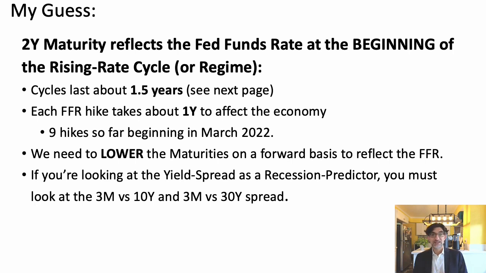The 2-year maturity of the Treasury note reflects the Fed funds rate at the beginning. I've capitalized it because I'm stressing beginning. At the beginning of the liquidity tightening regime, also called the rising rate cycle. And this regime began in the beginning of 2022, even before the Fed was raising rates. I think the Fed was raising rates in March of 2022. That was the first rate increase.